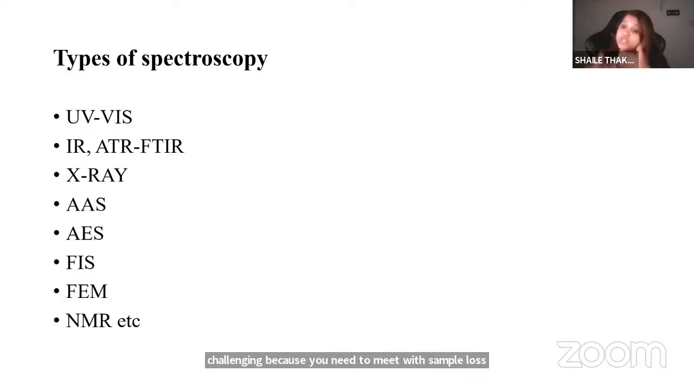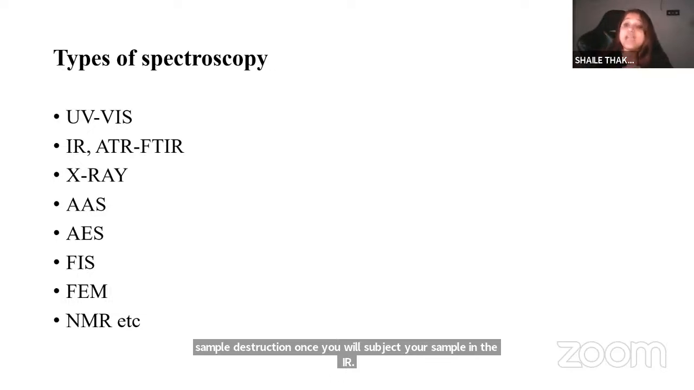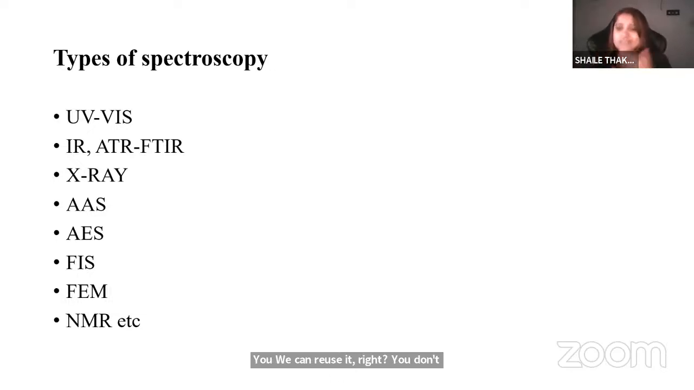Once you subject your sample to the IR instrument, you are to reuse it, right? So to overcome these challenges, the scientists developed different modern forms of IR. The most important and first modern form of IR is FTIR. FTIR is basically the most important and modernized form of IR.